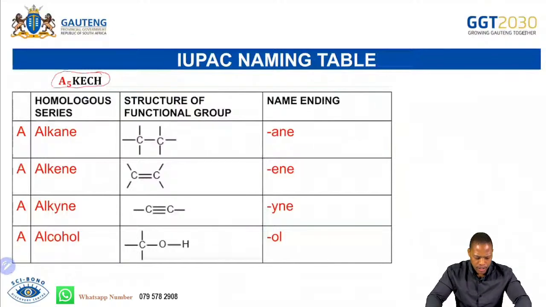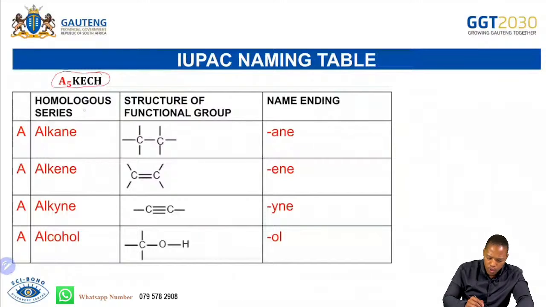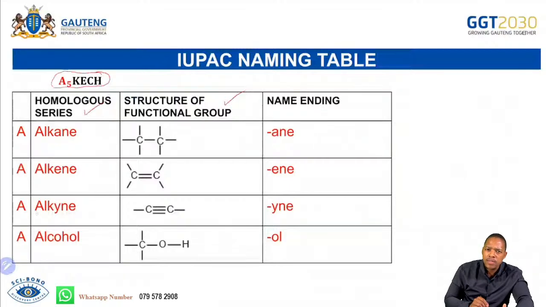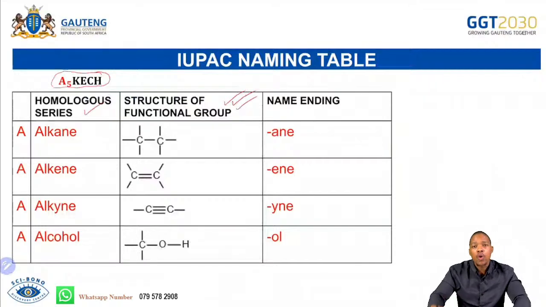So the R5 catch table goes as follows. You are going to have the homologous series, and then you are going to have the structure of the functional group. What is the structure of the functional group? Therefore, the structure of the functional group is there to help us identify. By looking at the structure, immediately I see a triple bond, I can identify the homologous series. By looking at the structure, immediately I see an OH, I can identify that the homologous series is alcohol there. So you need the structure of the homologous series in your R5 catch table.